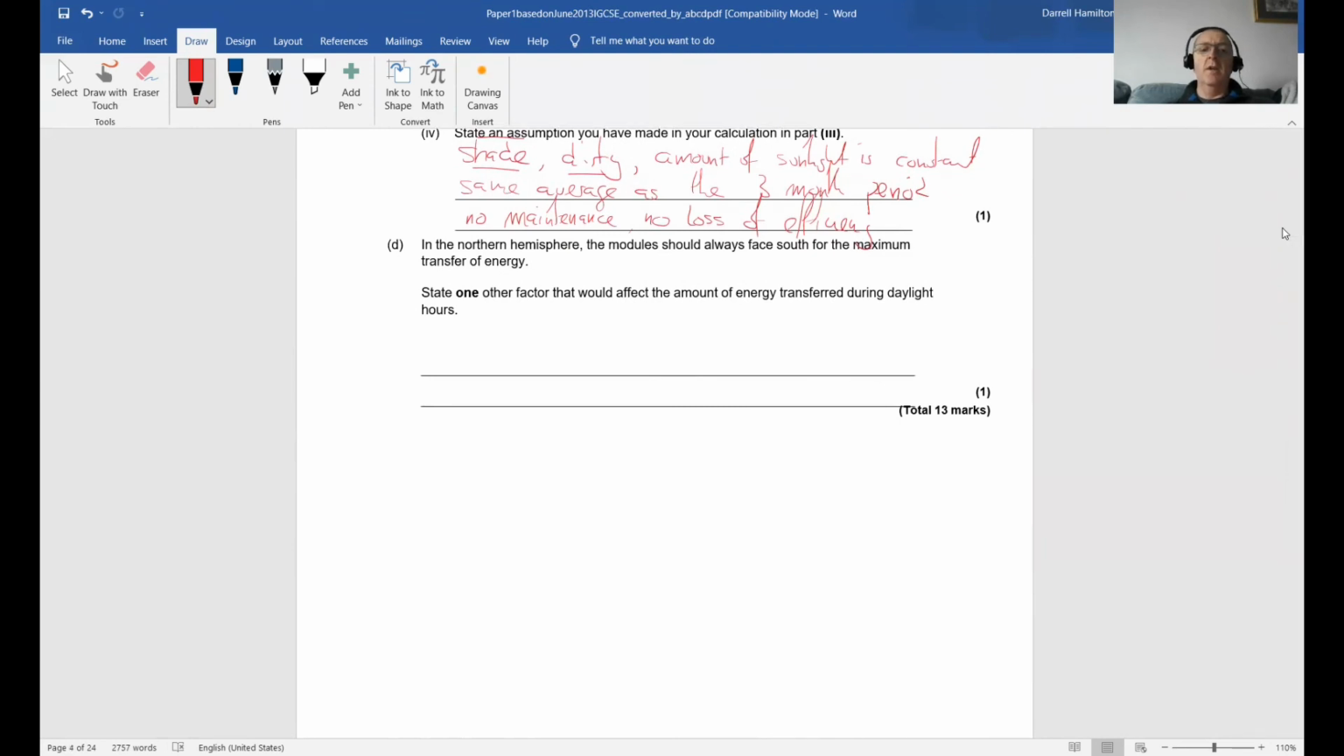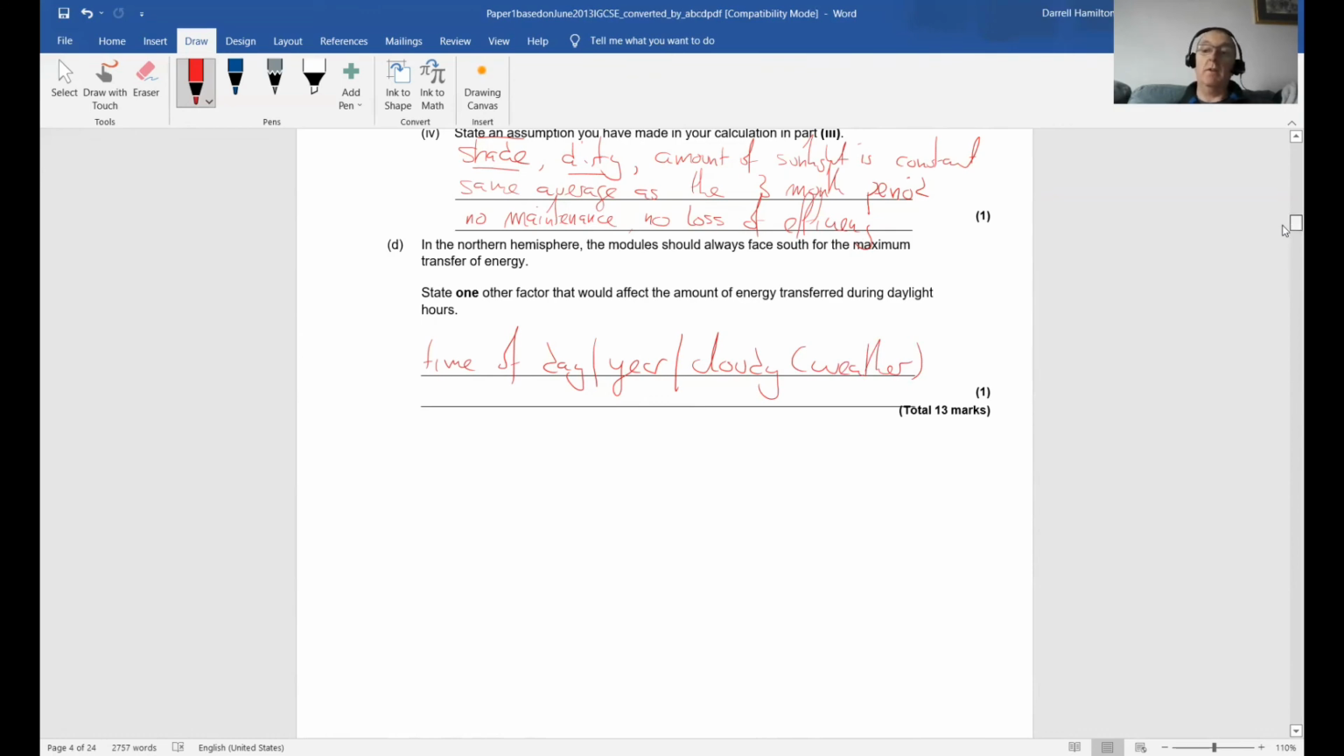And then in the Northern Hemisphere, the module should always face south for the maximum transfer. What else would affect the transfer of energy? The time of day, the time of year, whether it is cloudy, weather, anything like that.